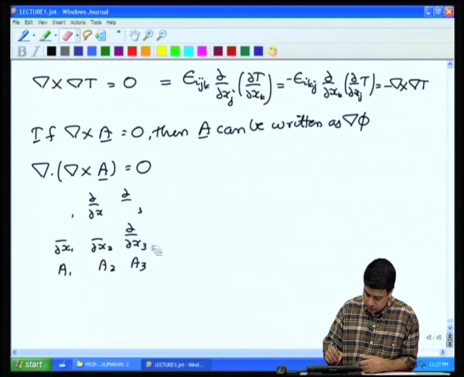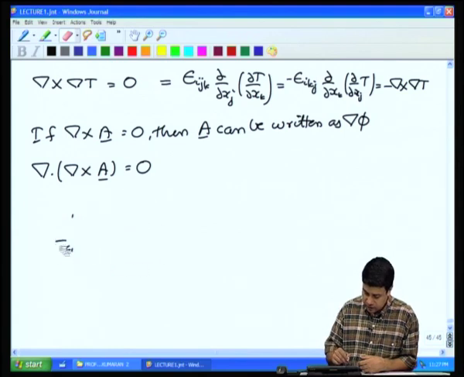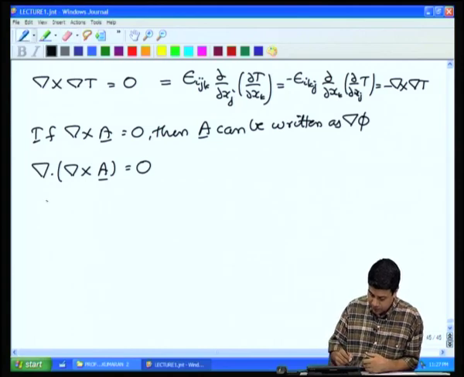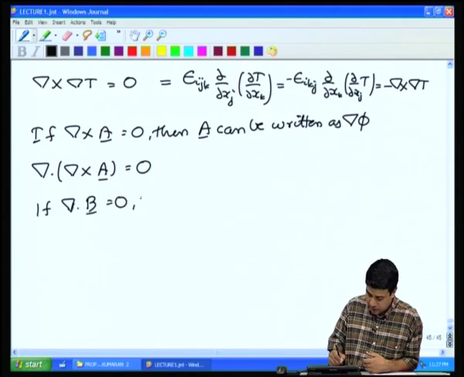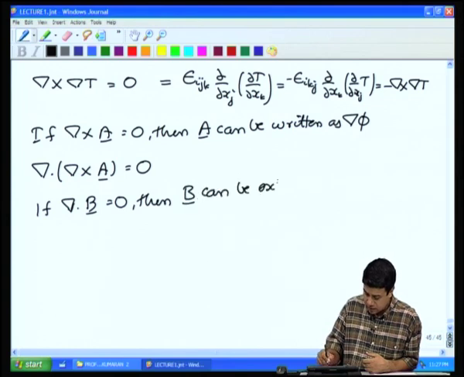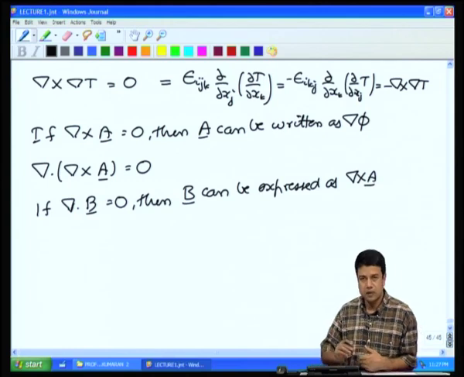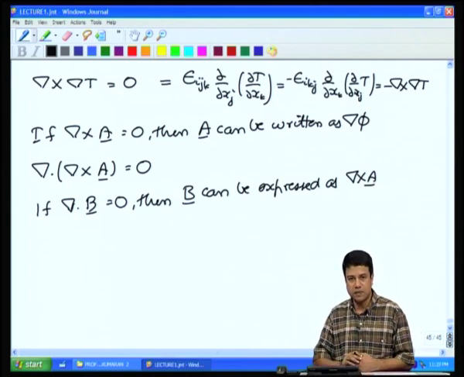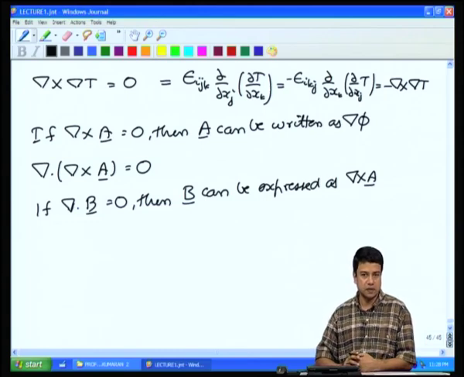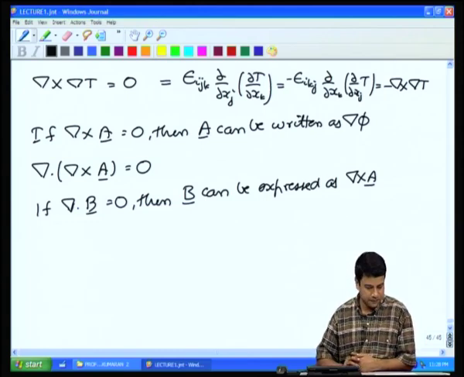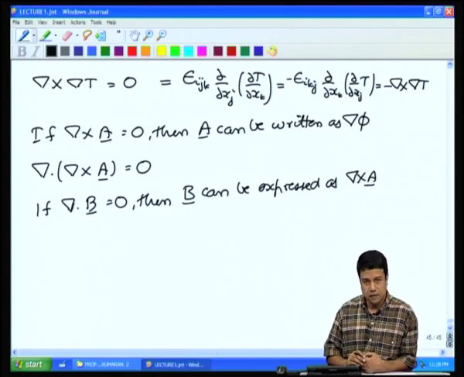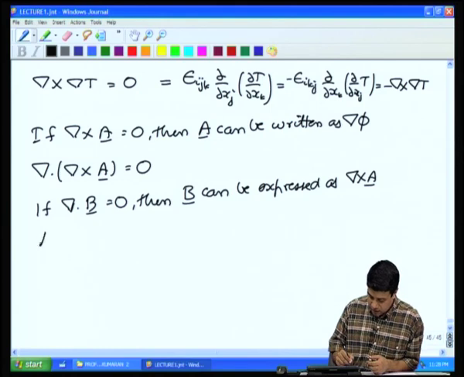A corollary of this is that if del dot any vector b is equal to 0, then b can be expressed as del cross some vector A. If del dot b is equal to 0, then b can be expressed as the curl of some vector A. And finally, often you will come across a double cross product, A cross B cross C.